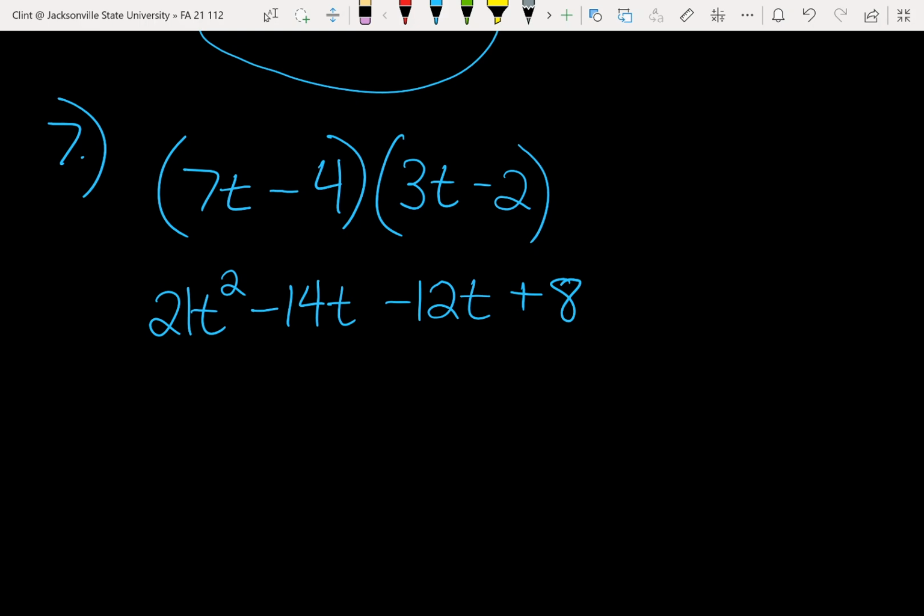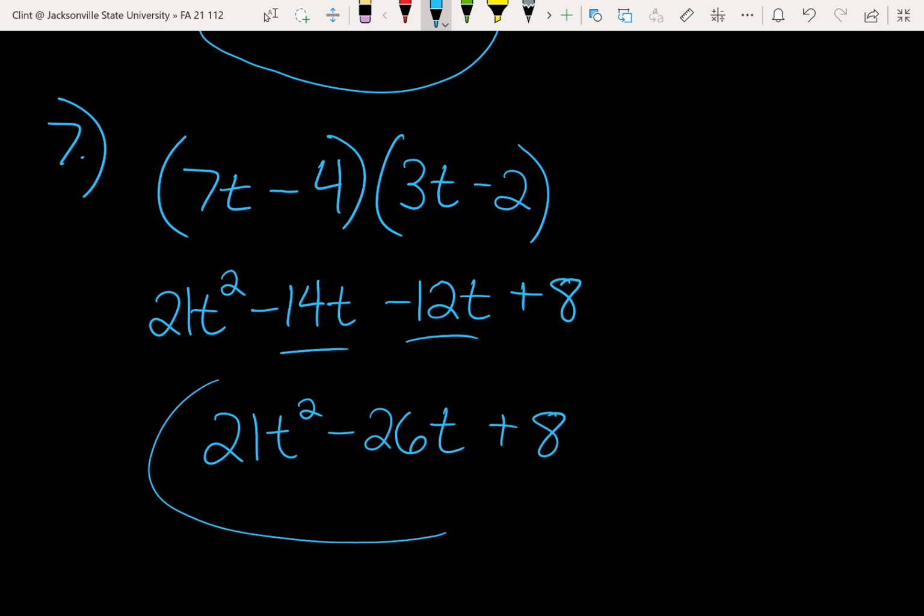So then we've got like terms to combine in the middle. That's minus 26t. And that's all we have to do on that one.